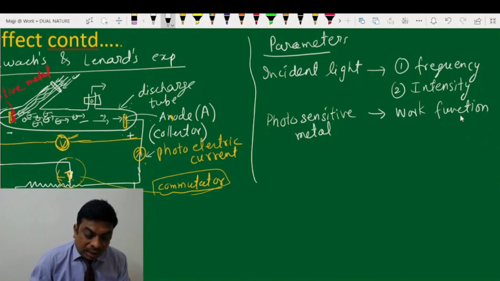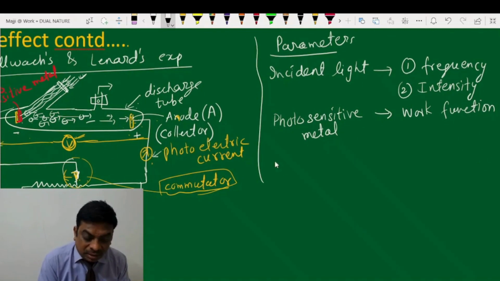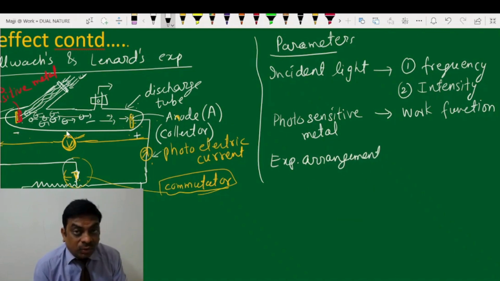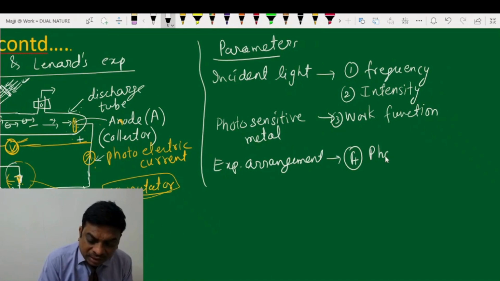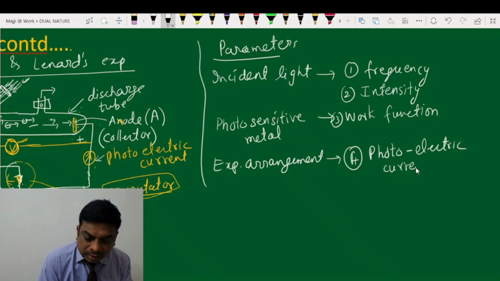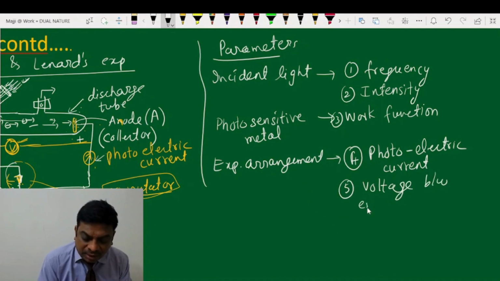Okay, and then based on the experimental arrangement, you can see we have photoelectric current and anode cathode voltage. We have, this is the third one, and we are seeing the fourth one, that is photoelectric current, and the fifth one is the voltage between emitter and collector. These are the five things, students.